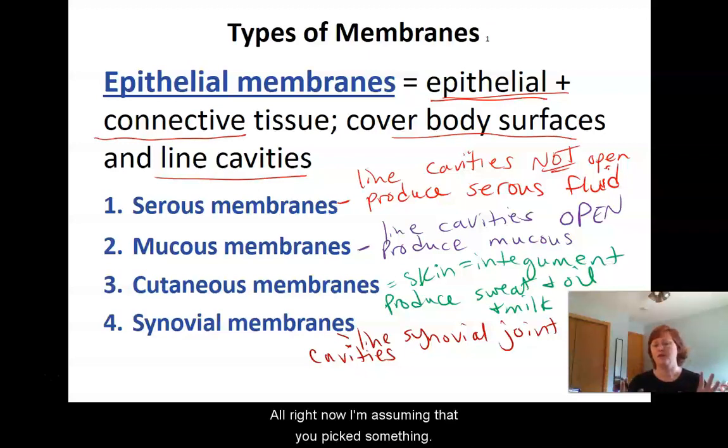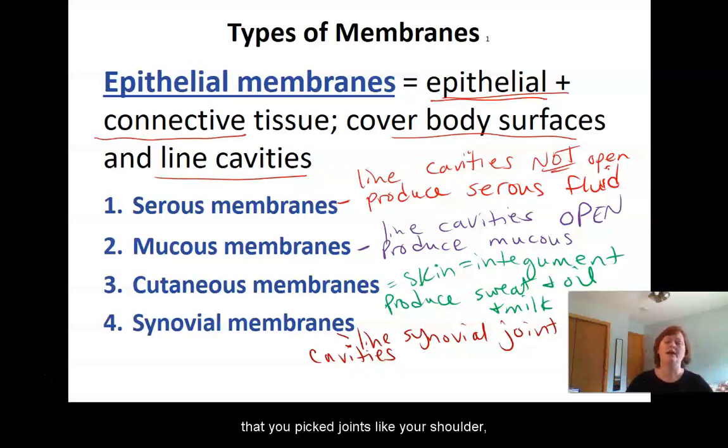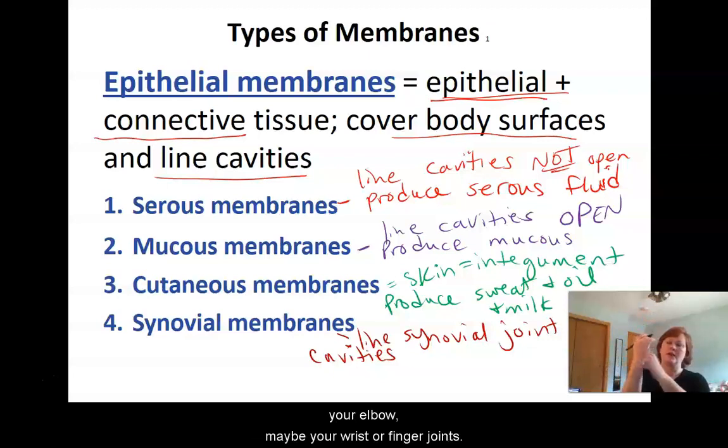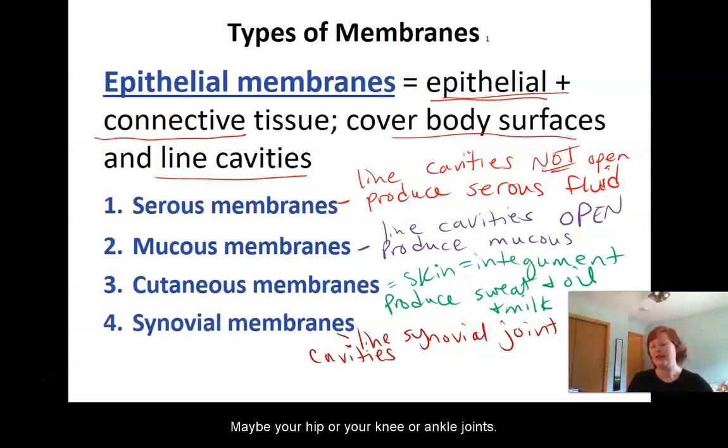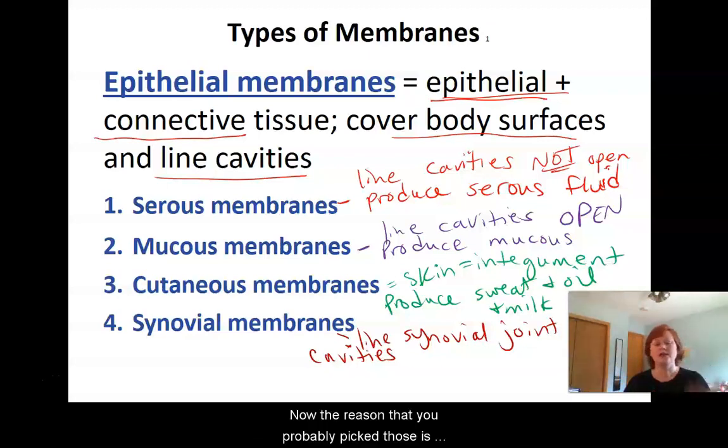All right, now I'm assuming that you've picked something. I'm not a great mentalist, I can't read your minds, but I'm willing to bet you that you picked joints like your shoulder, your elbow, maybe your wrist or finger joints, maybe your hip or your knee or ankle joints. Now, the reason that you probably picked those is because those are joints that are really movable. So we're used to thinking about them because we're moving them all the time.